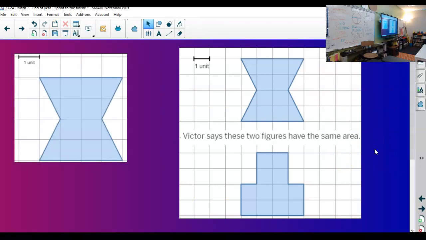Victor says these two are equal to each other. We're going to come back together and chat once we've all made it past talking to Victor.